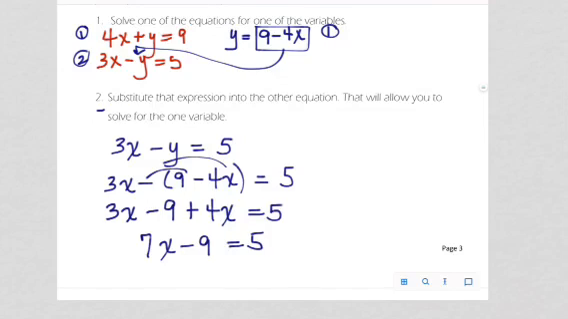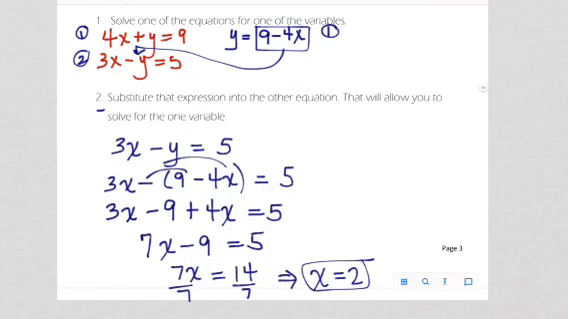Now for some reason my notes don't continue on to tell you what to do next, but I'm hoping that at least it's obvious considering that we only have one variable now. We can add 9 to both sides and get that 7x is equal to 14, divide both sides by 7, and we get that x is equal to 2.